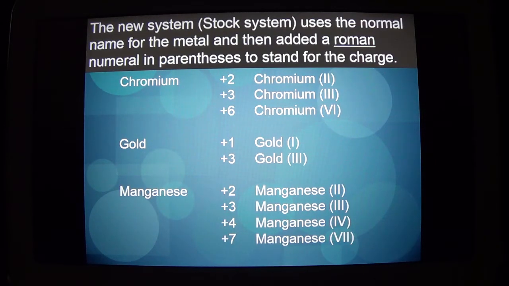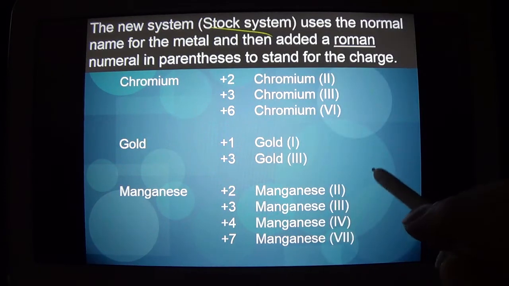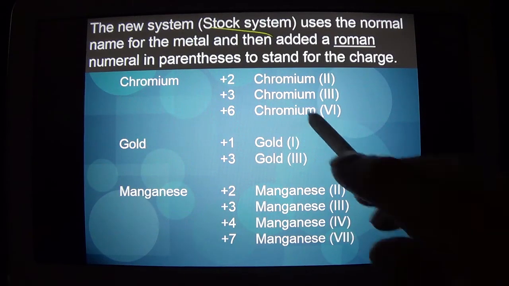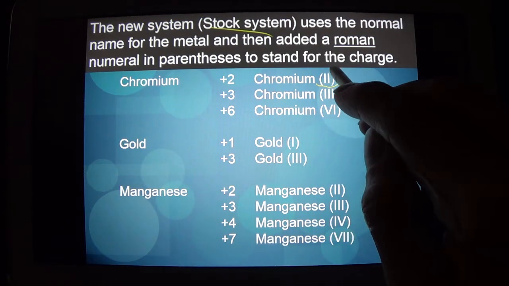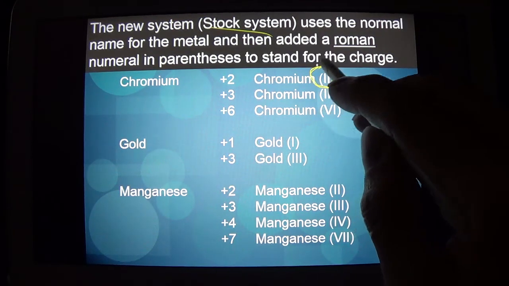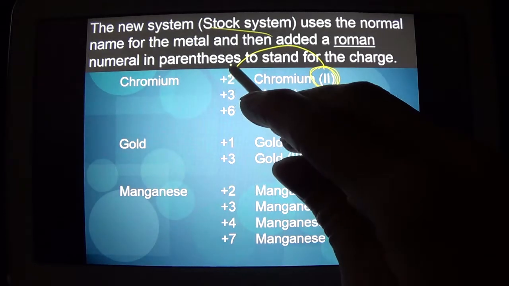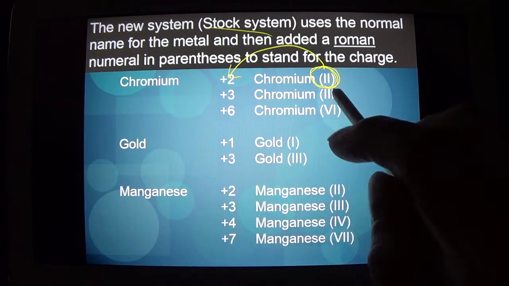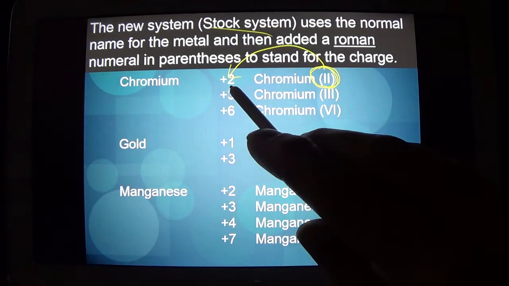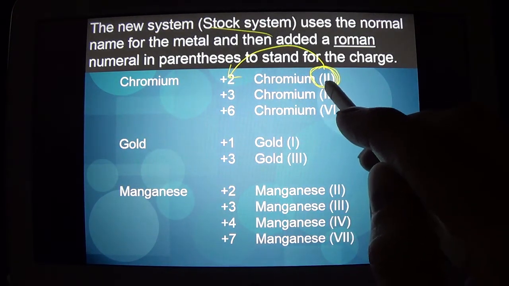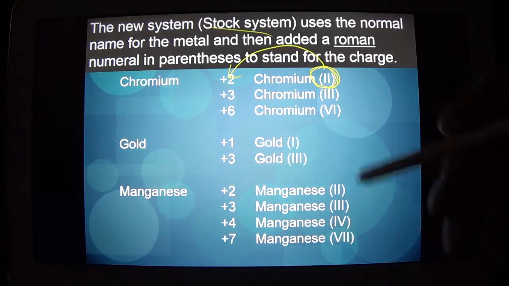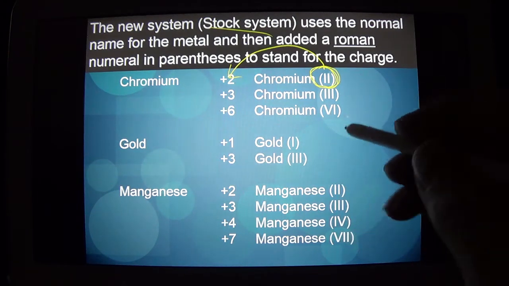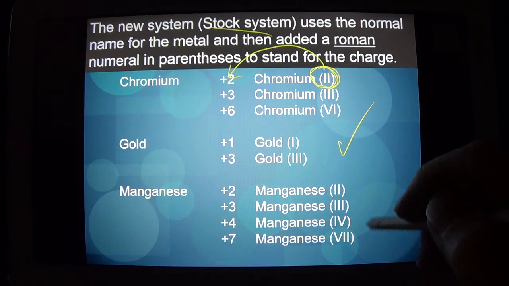The new system, the Stock system, named after Mr. Stock, who invented the system, uses a Roman numeral in parentheses as part of the name, where that Roman numeral exactly matches the charge. It's no longer high and low, it is number for number. That's the charge, that's the Roman numeral. So it really does simplify things, and this is the system you need to know.